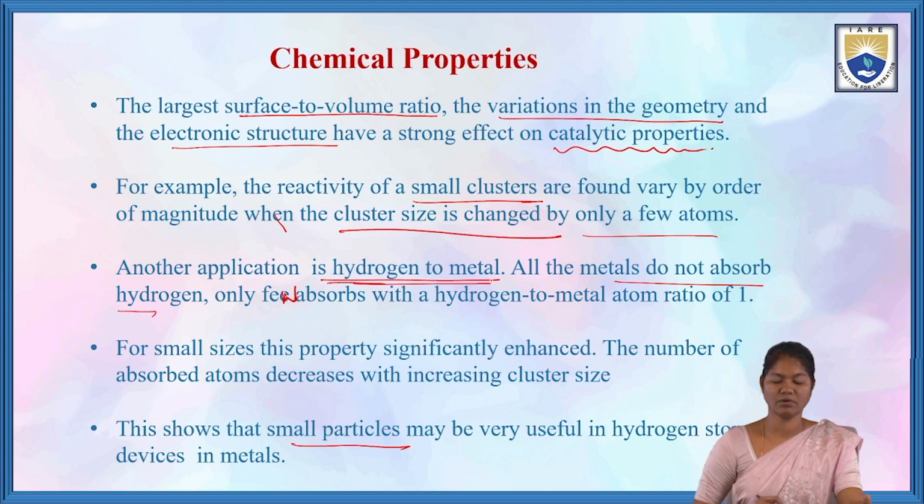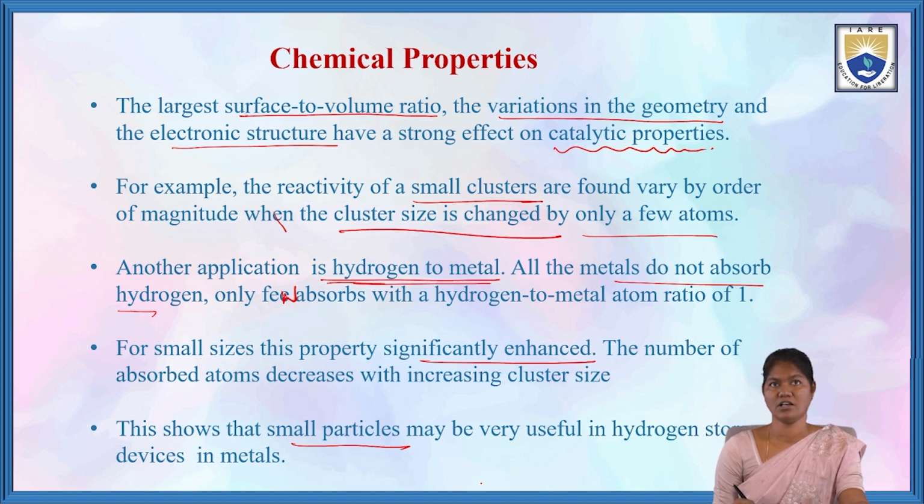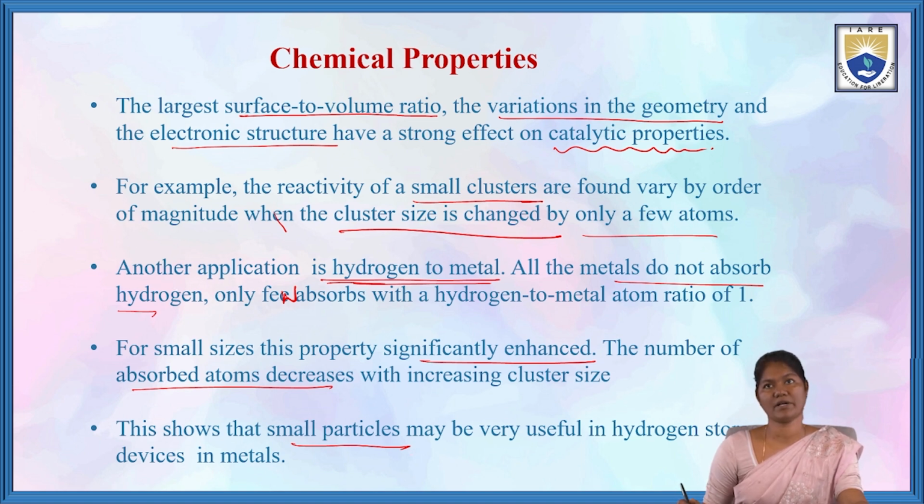In the application of hydrogen to metal, all metals do not absorb hydrogen. Only a few can absorb hydrogen, with a hydrogen to metal ratio of 1. For small sizes, this property is significantly enhanced. The number of absorbed atoms decreases with increasing cluster size. So it shows small particles may be very useful in hydrogen storage devices in metals.